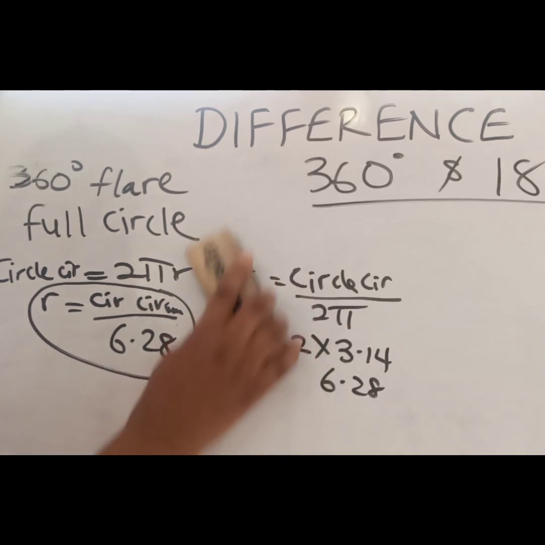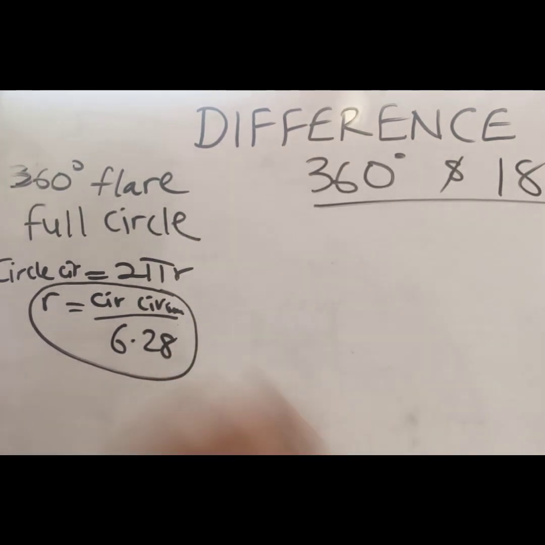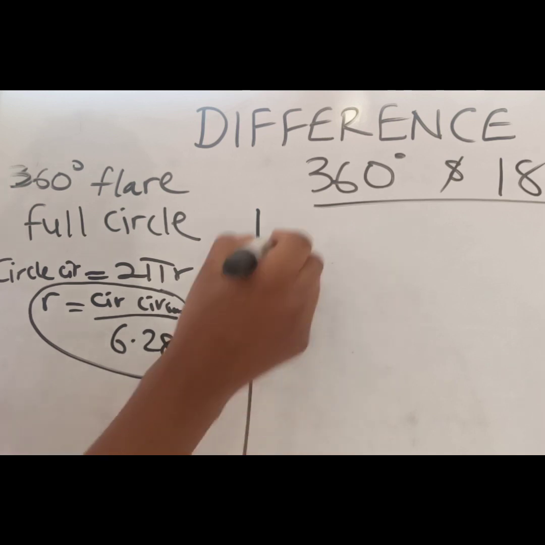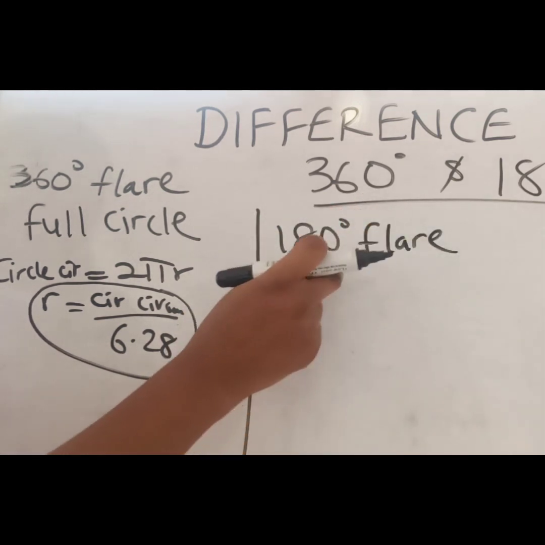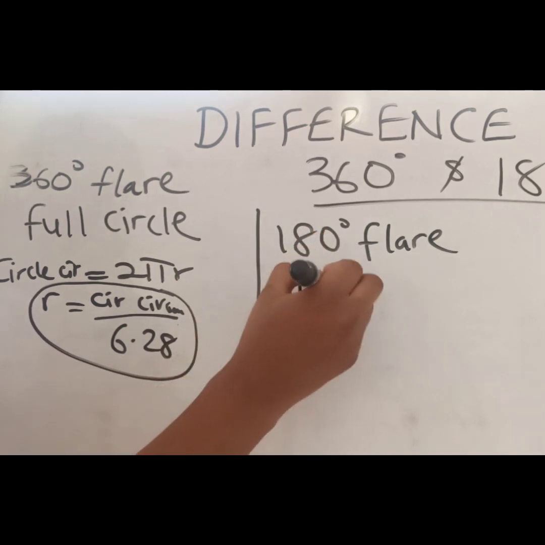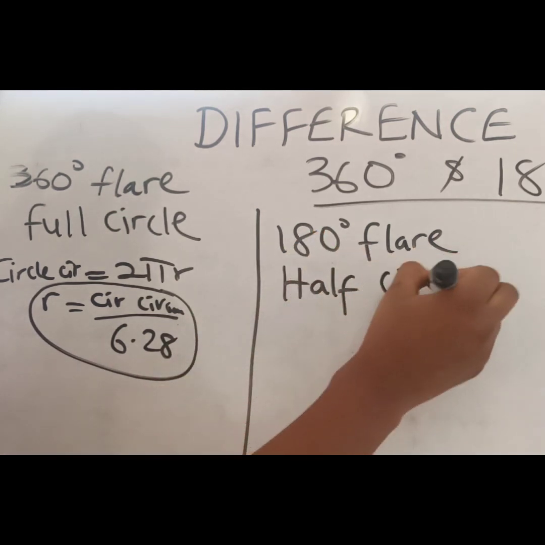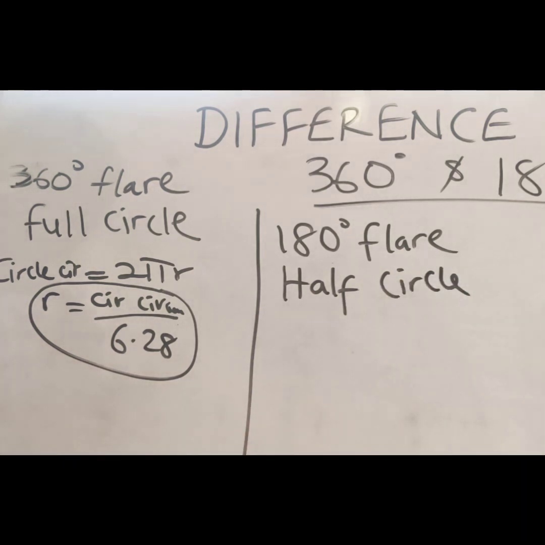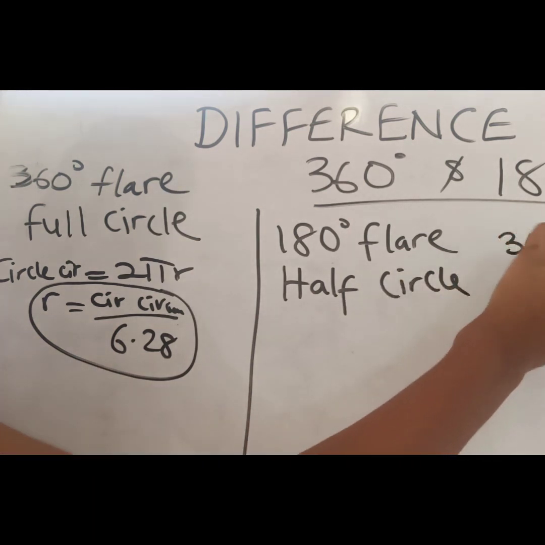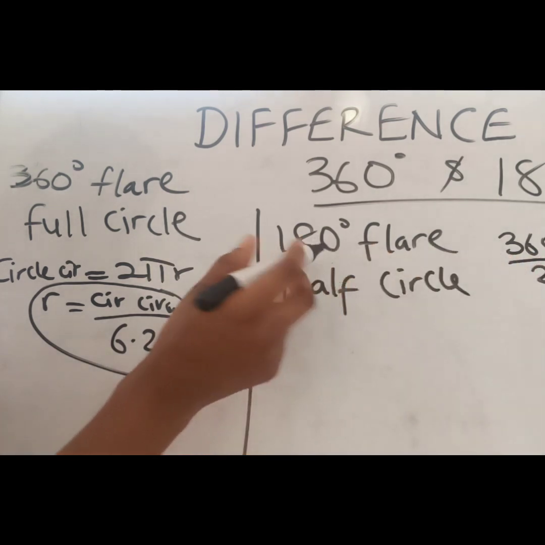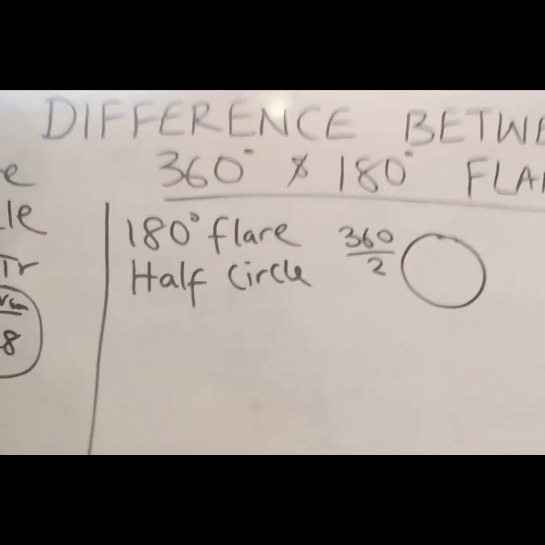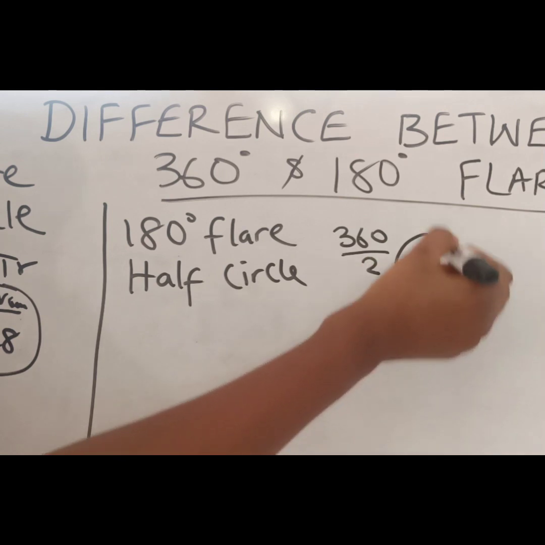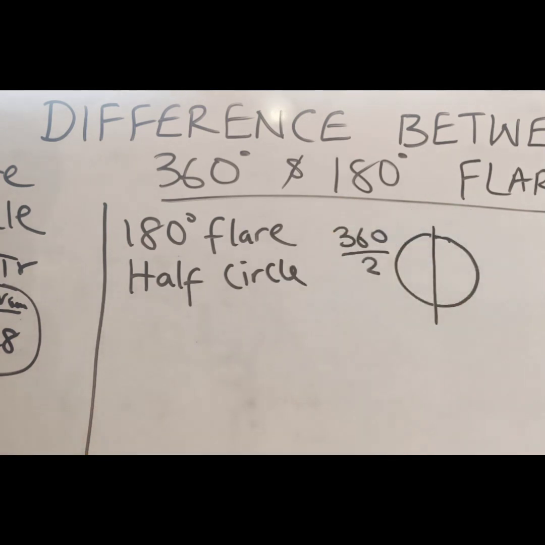Whereas a 180 degree flare is known as a half circle. When you divide 360 by 2, you are going to have 180. So if you have a full circle like this, this is a full circle. Half of this is what we are calling a half circle.